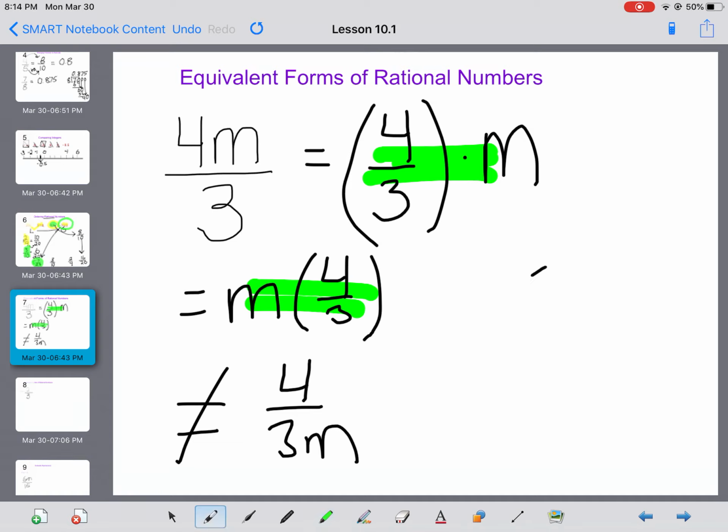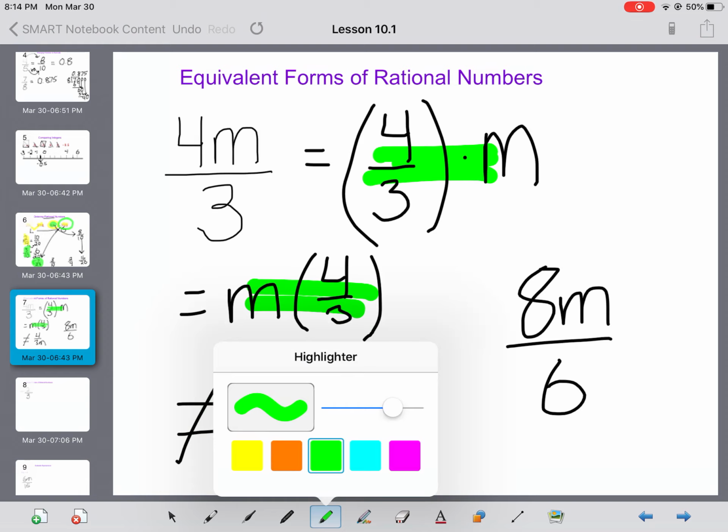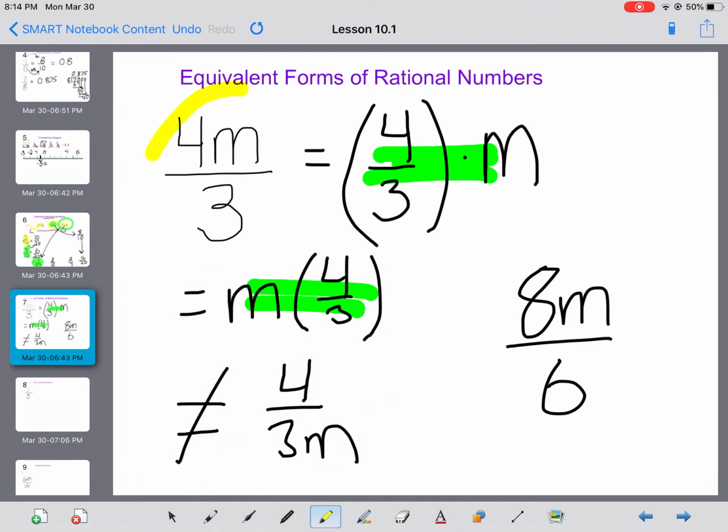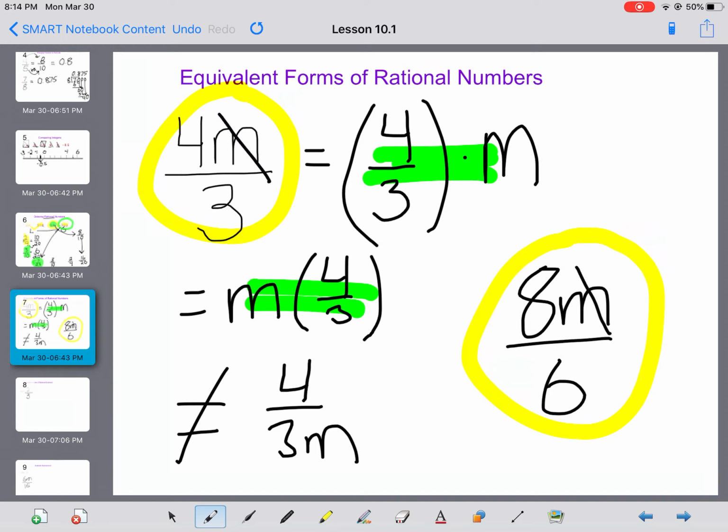Let's talk about another one. What if I wrote 8m/6? Would that be equivalent to what I originally wrote over here? Would this and this be equivalent? Well, I can think of them in a sense as equivalent fractions. I could think about getting rid of the m for a second and think to myself, is 4/3 and 8/6 equivalent? Well, let's think. I can go 4 times 2 is 8, and 3 times 2 is 6. So yes, this one is also equivalent.